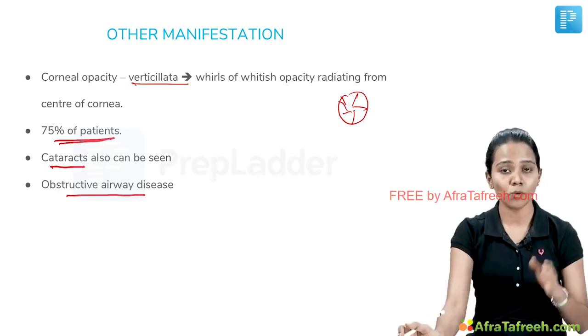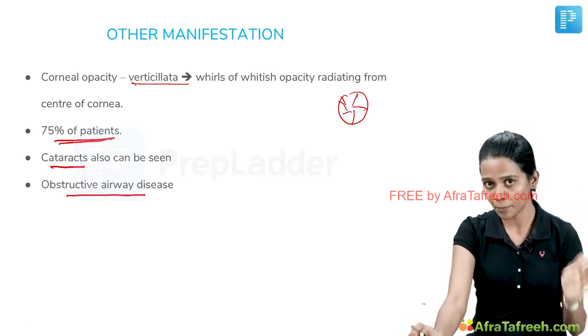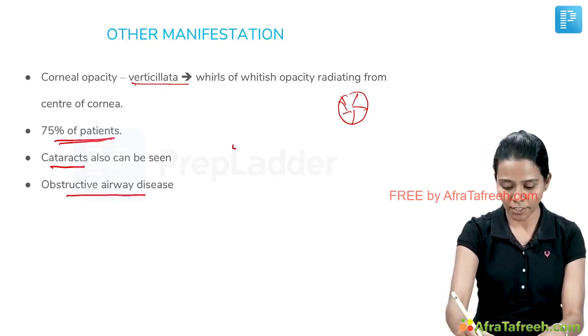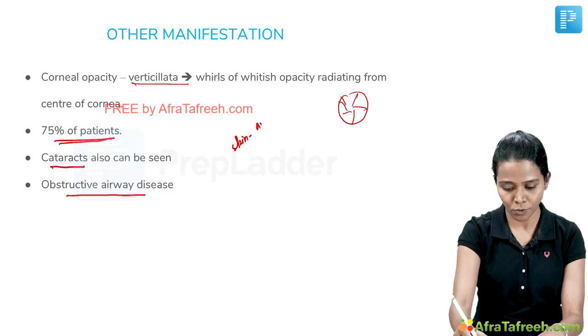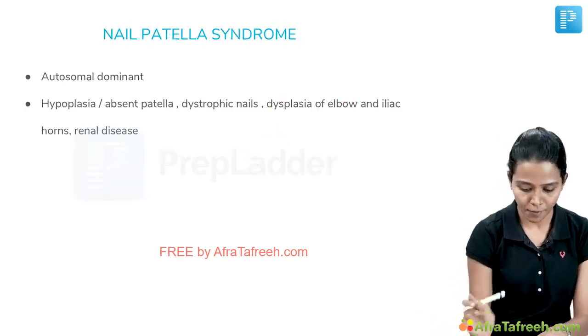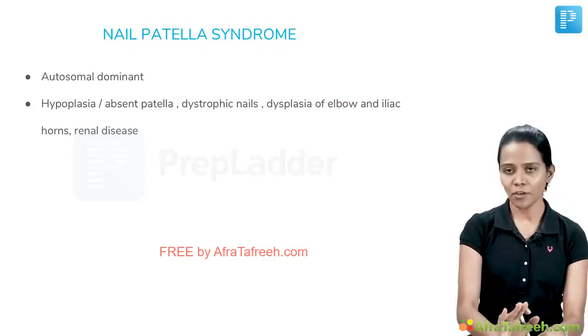So see, though I told that kidney, heart and brain are the important organs involved in Fabry's disease, skin and eye also can be involved. In skin, you saw angiokeratoma, and in cornea you saw verticillata. Okay, so these are the two things, right? Now, this is about Fabry syndrome.